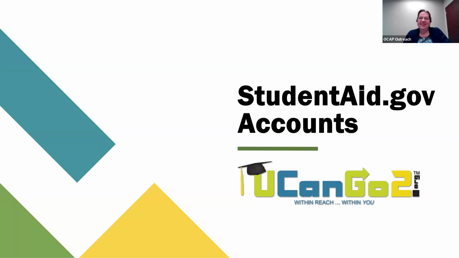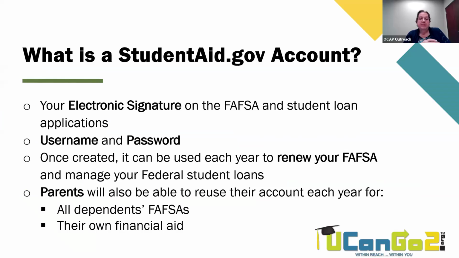Okay, thanks, Robbie. All righty, now we're going to talk about how to open those student aid accounts and what they're for. Basically, that account is going to serve as the student's electronic signature and the parents', if there's a parent on the FAFSA. And so they create their own username and password when they do this. And once that is created, it can be used every year, each year that they need to renew that FAFSA or that they need to go in and manage their student loans or just go in and see what kind of activity has been on their account.